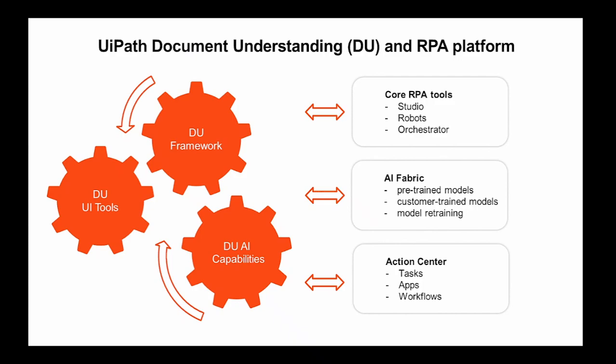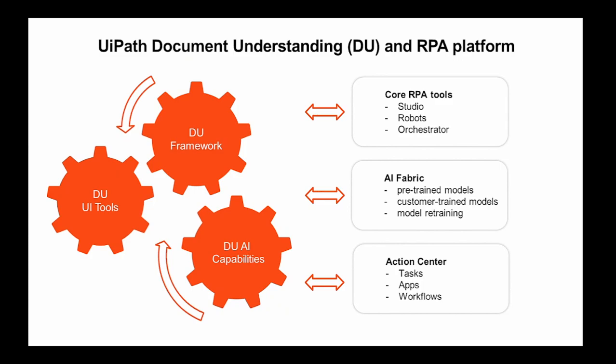This is a high-level overview of Document Understanding Solution and its integration into RPA platform from UiPath. As you can see, there are three main components: Document Understanding Framework, UI tools, and AI capabilities. All those are closely connected with other RPA tools.